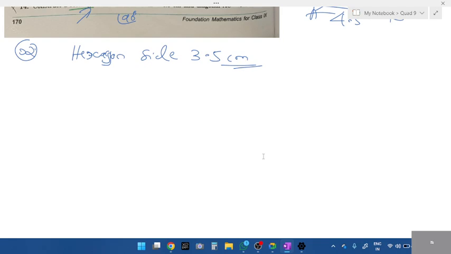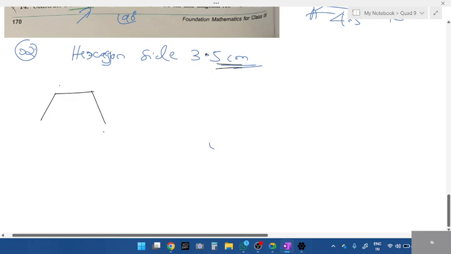Each angle of hexagon is 120 degrees. Fine. Any angles given here? Look at the screen, students. Any angles given? No, right? Hexagon of side, how much? Each side is 3.5 centimeter. Hexagon is nothing but which has 6 sides. This is hexagon. How many sides does it have? Count the number of sides, students. 1, 2, 3, 4, 5, 6.